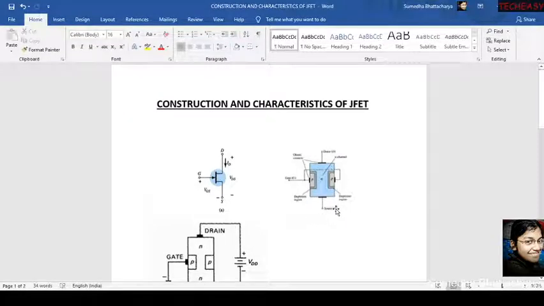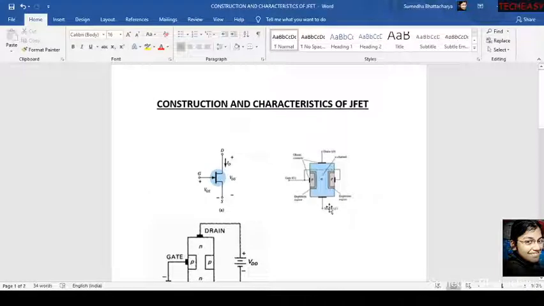In case of source, which is the lower terminal of JFET, it acts as a source of carriers, right? And in case of gate, the gate is responsible for controlling the flow of carriers. This is a point to be noted very carefully, okay? So this is about the terminals, right?